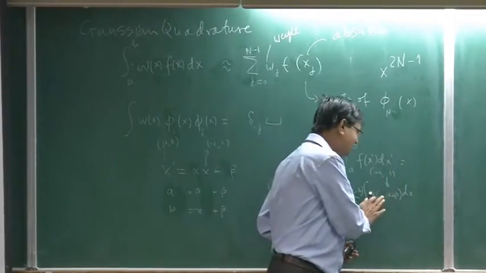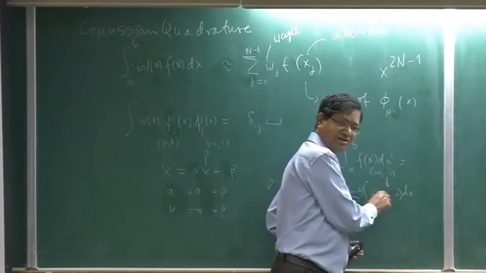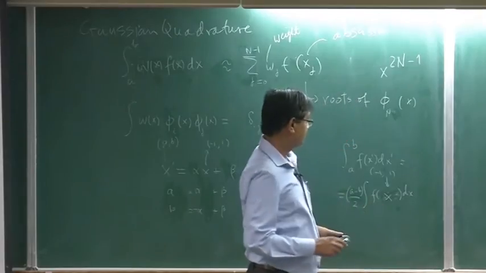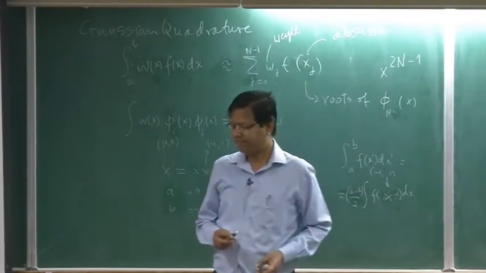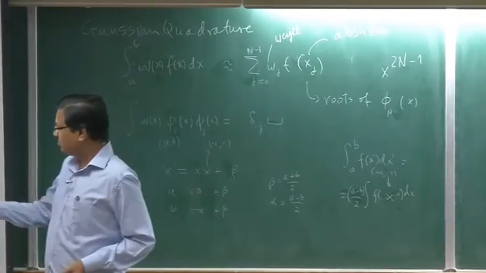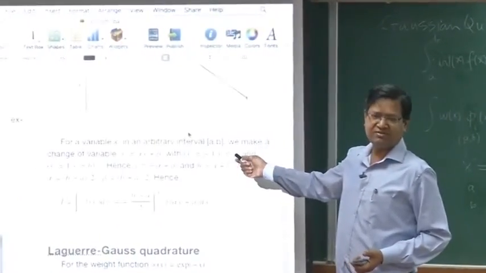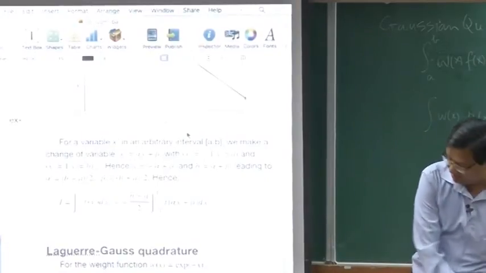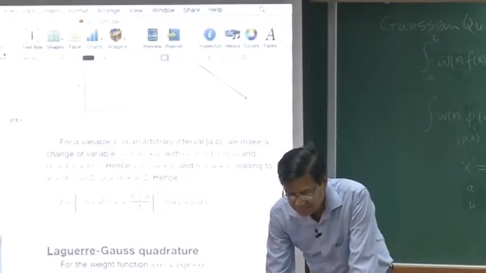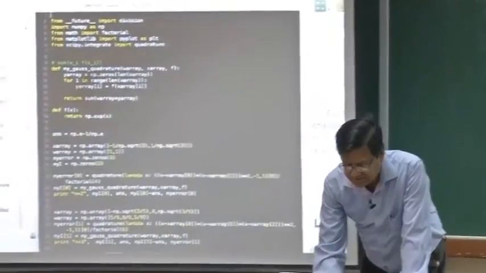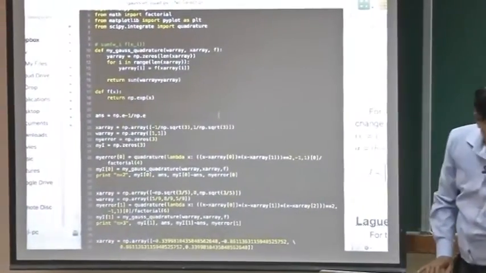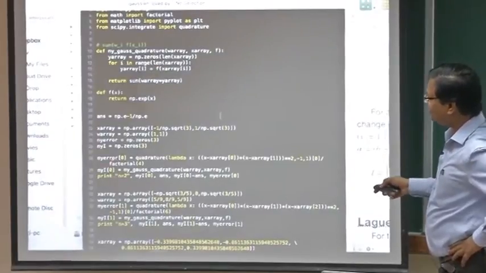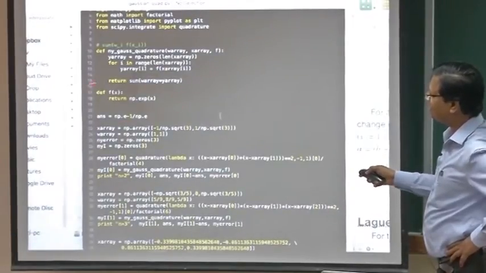So well, I mean you have to map it appropriately here. Okay. So we can always do it for any interval, but let's focus right now on minus 1 to 1 for e to the power x. So this is the code. So my function is written here.